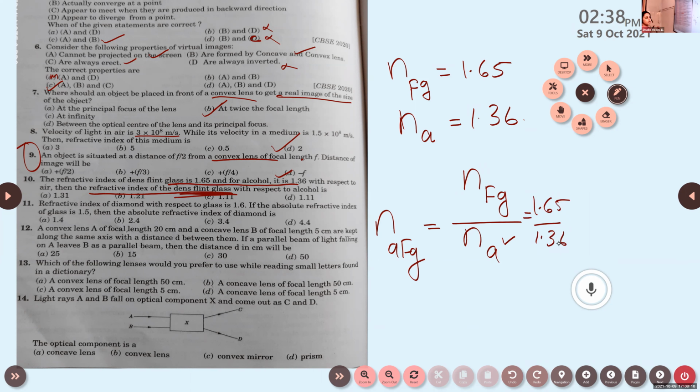We give preference to the material medium in which we want to find out the refractive index. Here we want to find out the refractive index of flint glass with respect to alcohol. So give preference to flint glass, preference in the numerator. So refractive index of flint glass with respect to refractive index of alcohol: NFG by NA is equal to 1.6 divided by 1.36.